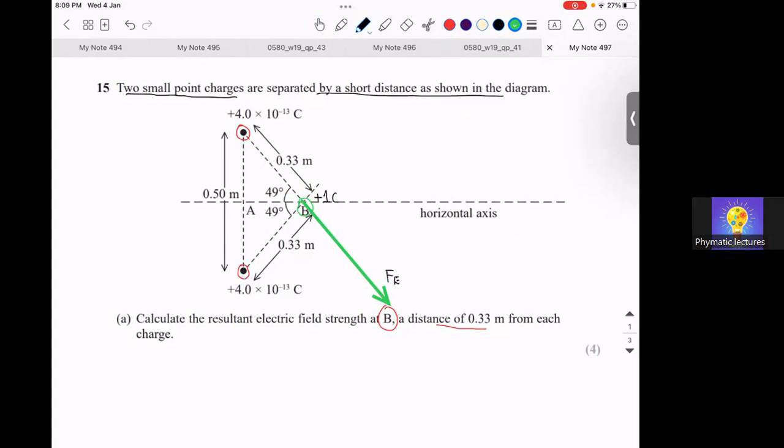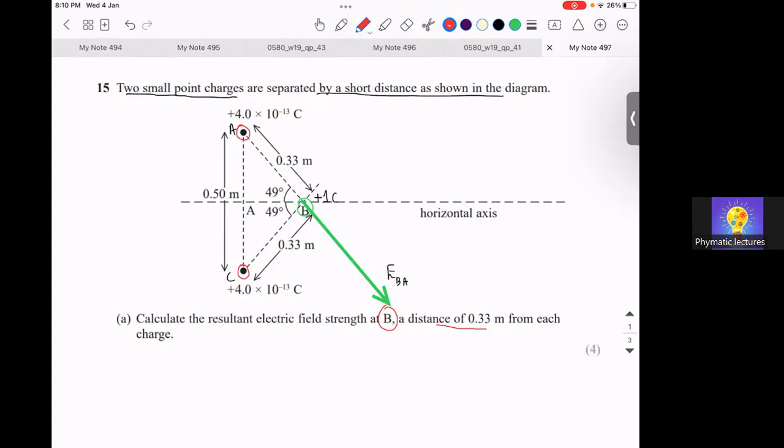So I'm just marking this point as A, and this is the point C. This is the electric field value at the point B due to A. I'm marking that value as the electric field at B due to A, that is EBA, and I'm marking the direction. Hope you got it.